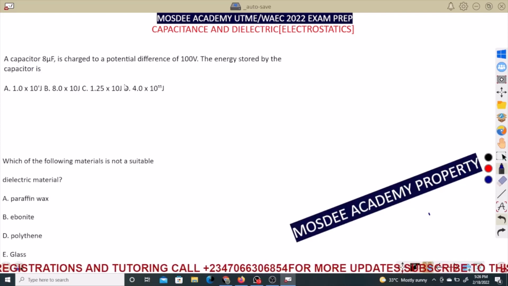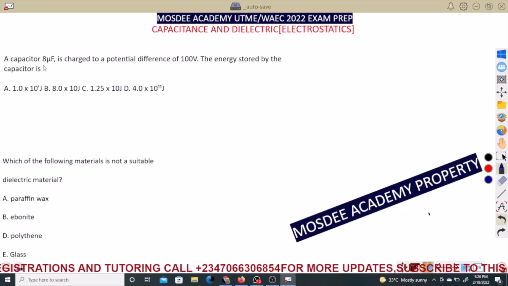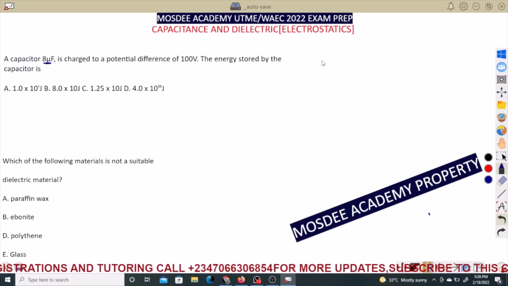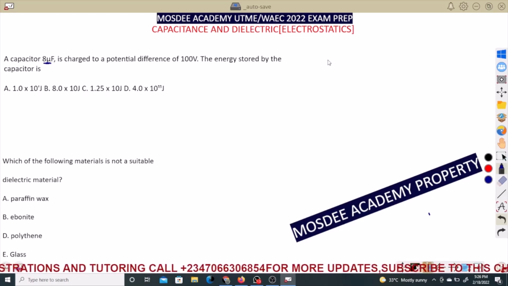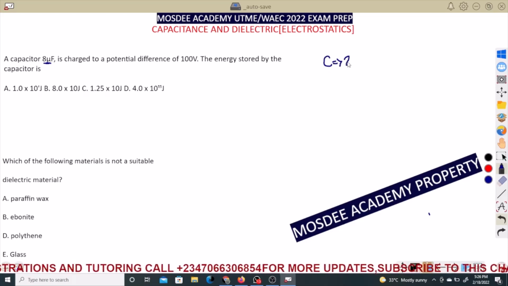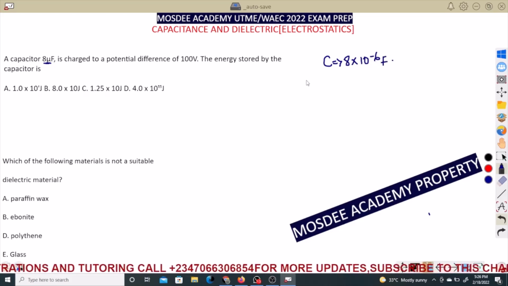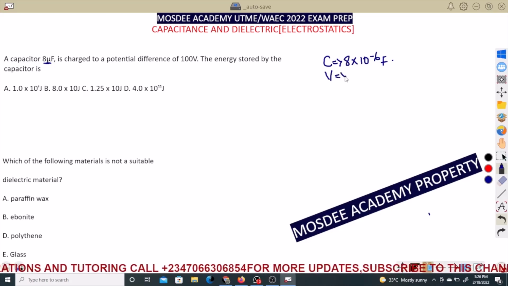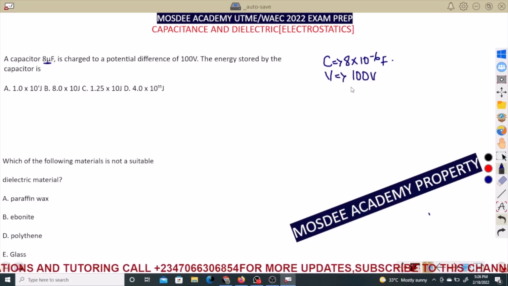Now, the next question says, let's quickly talk about this one. A capacitor of 8 microfarad. You know, you have to convert. The C, the capacitor has a capacitance of 8 microfarad. That is 8 times 10 to the power -6. I hope by now you know how to convert farad. Now, it's charged with a potential of 100 volts. Voltage V is equal to 100 volts. The energy stored in the capacitor is dash.